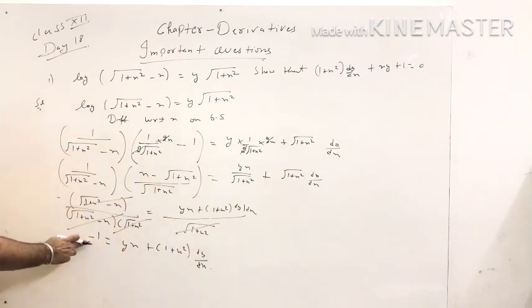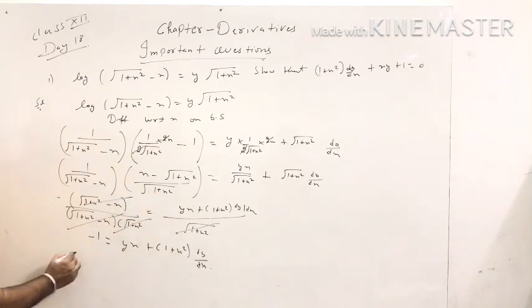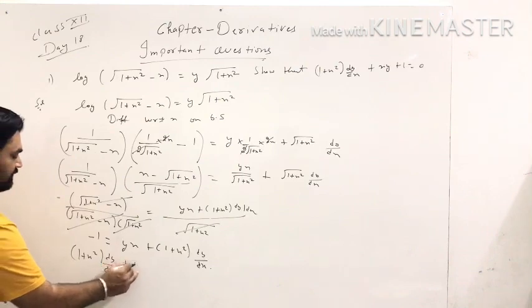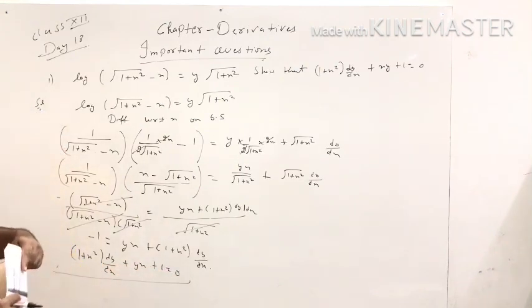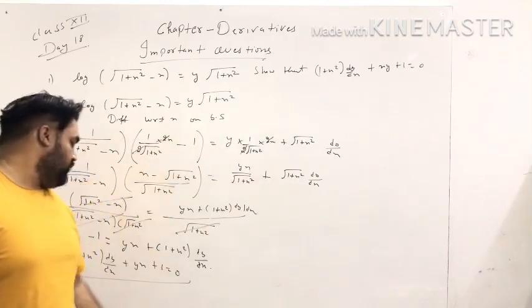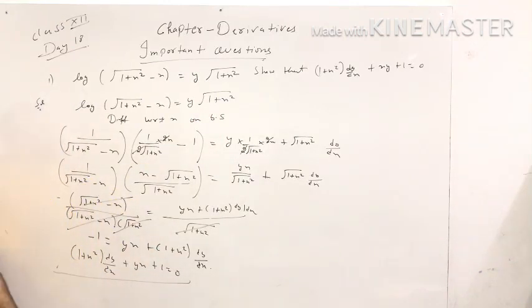Now shift this minus 1 to the right hand side. So we are left with the given equation equal to 0, hence proved. So this is the first question, a very important question.